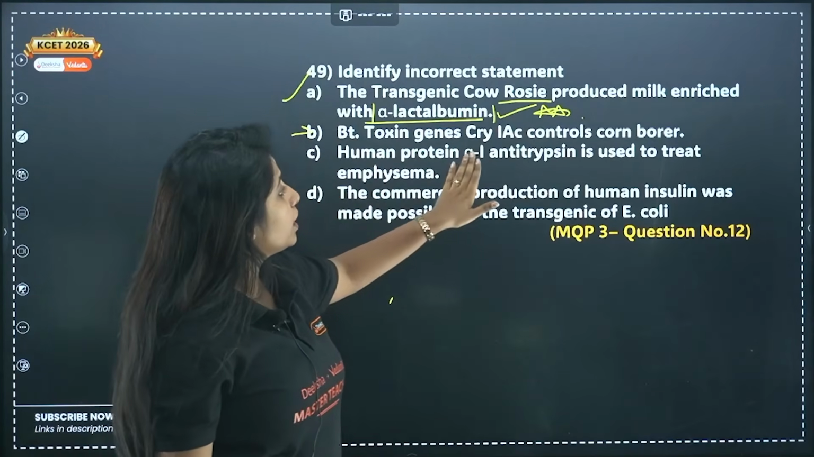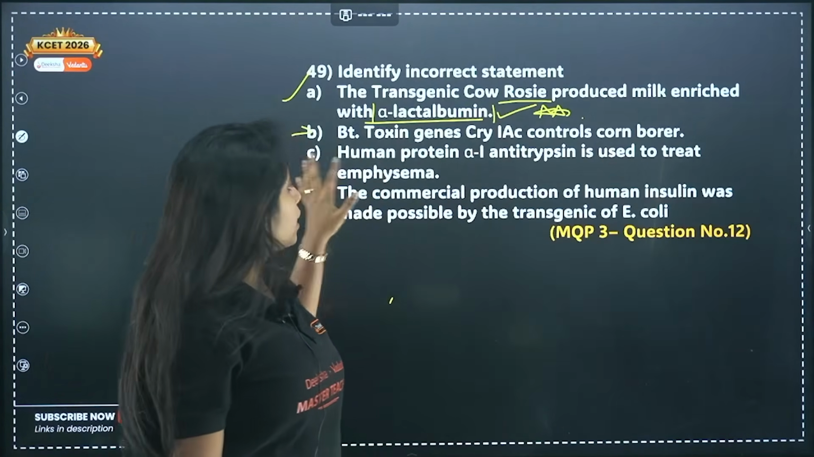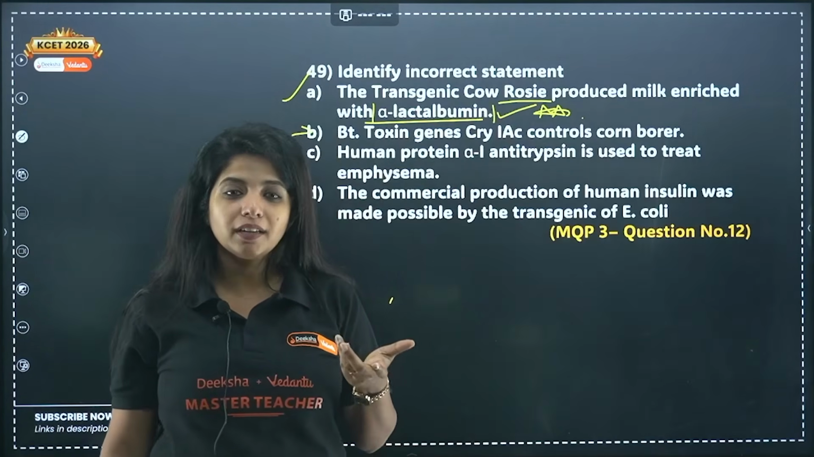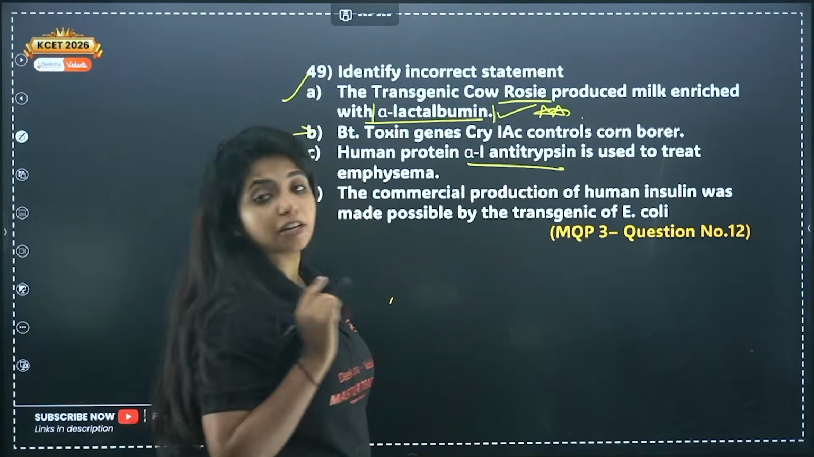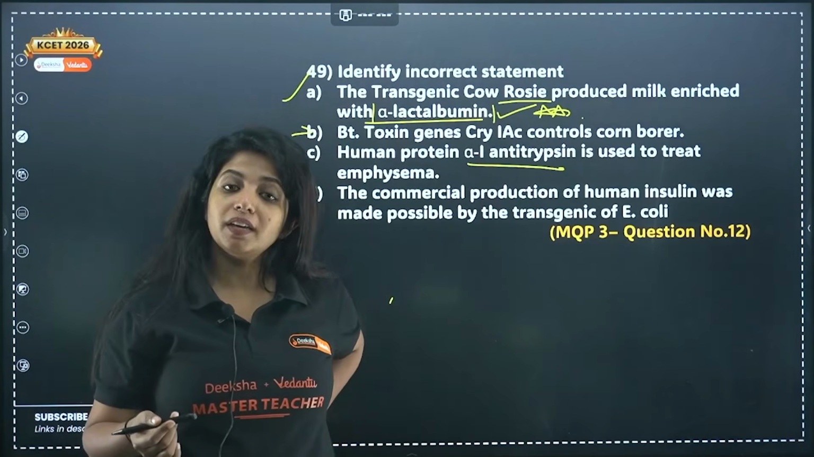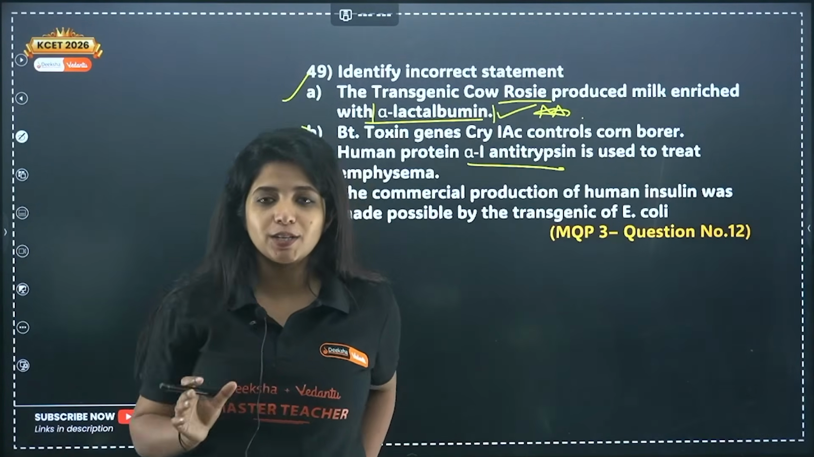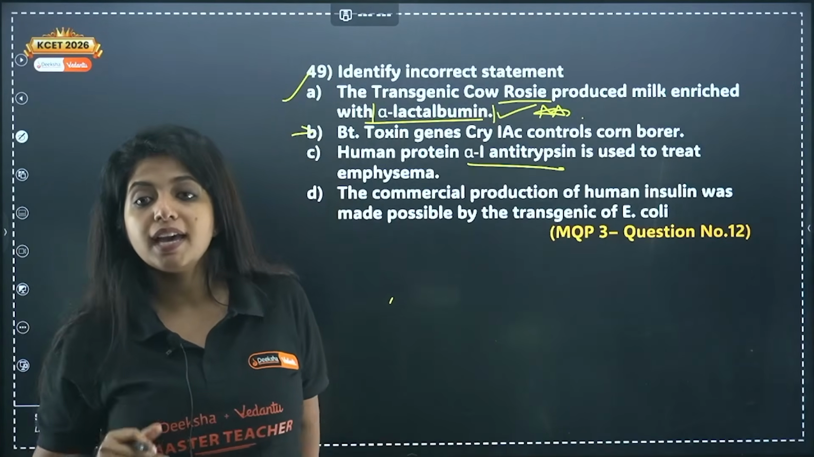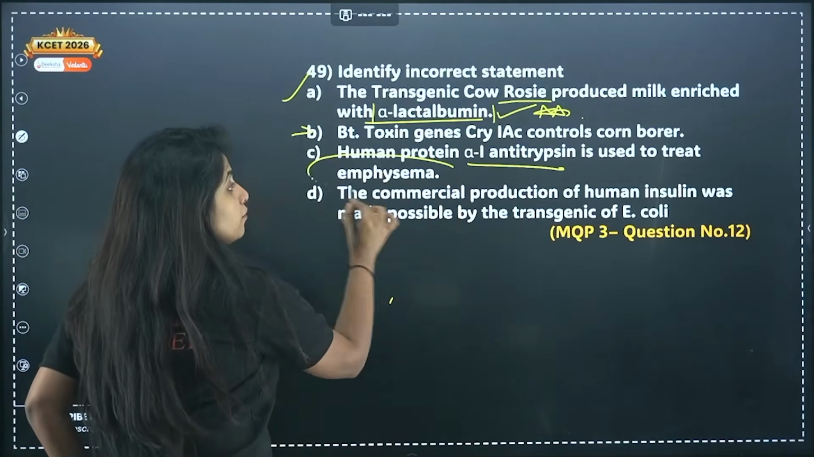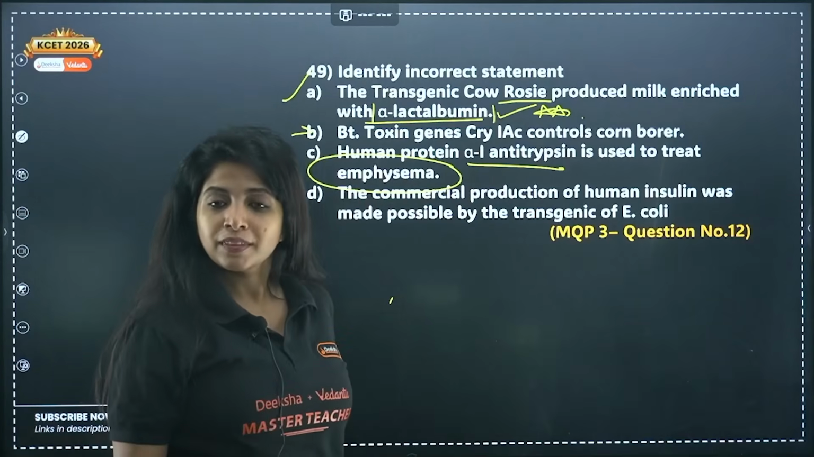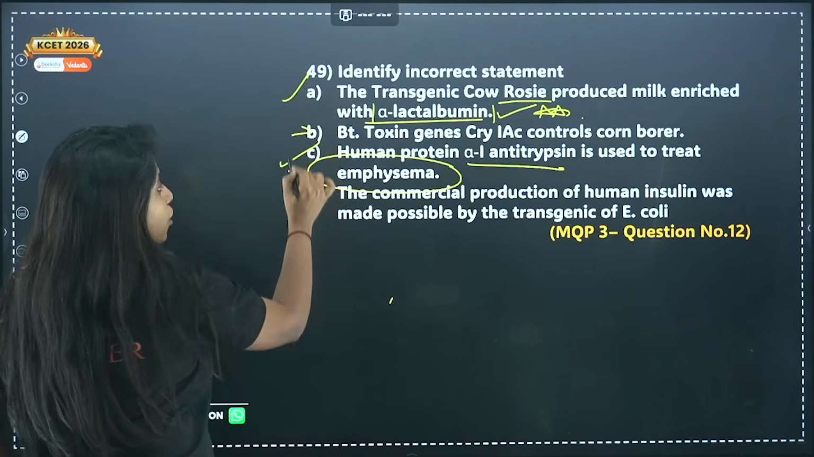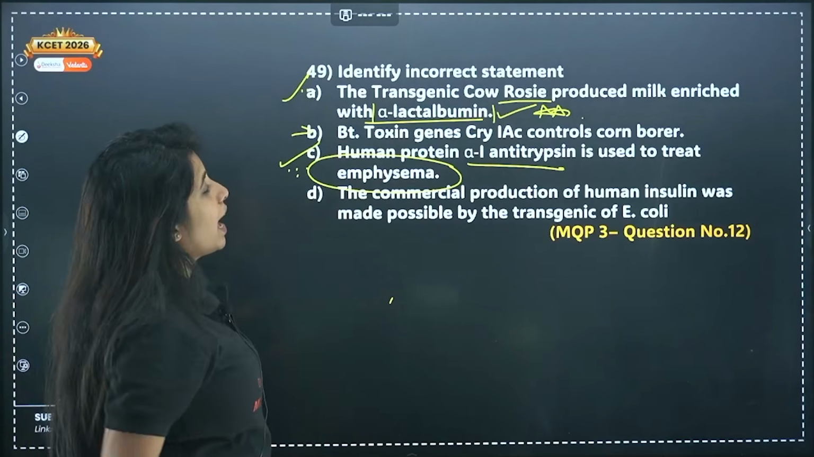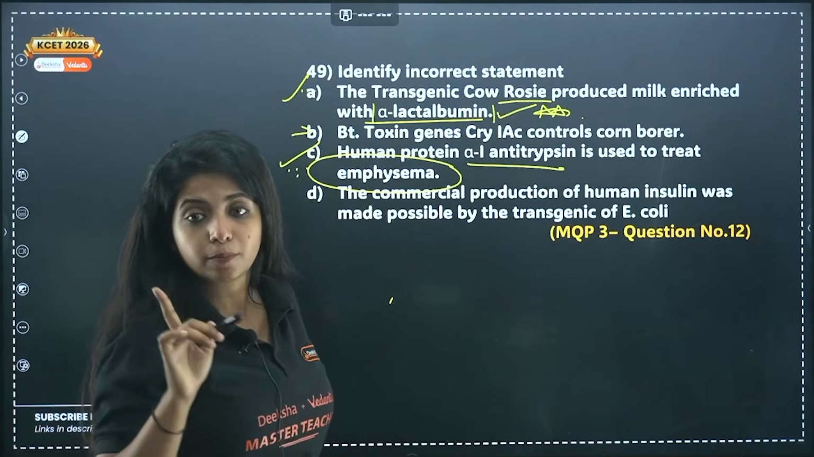Let's go. Human protein alpha-1 antitrypsin is used to treat emphysema. Is it used to treat emphysema? The human protein's name is alpha-1 antitrypsin. Yes. How do you produce it? With the help of some other organisms. So again, the same gene I put in another organism and the other organism produces this protein for me, and I can use it for the treatment of emphysema, which is a respiratory disorder. So both of them are examples of transgenic products, alpha-lactalbumin and alpha-1 antitrypsin. Please remember that.